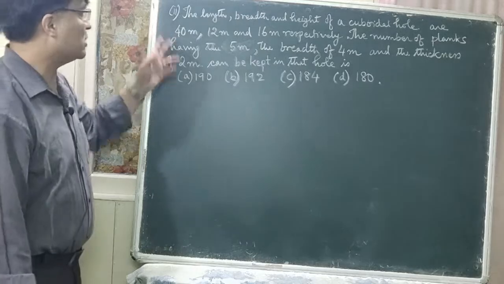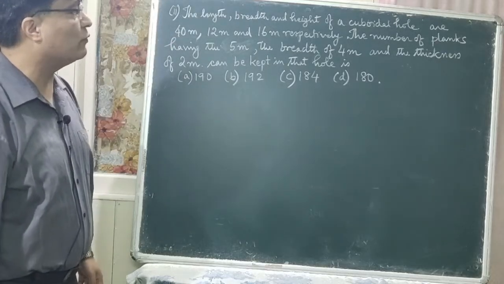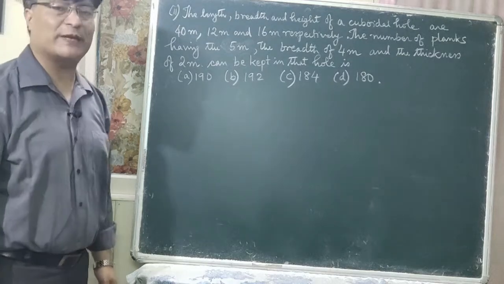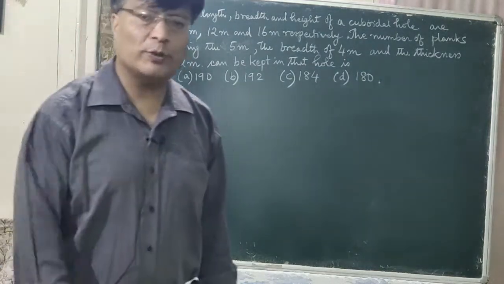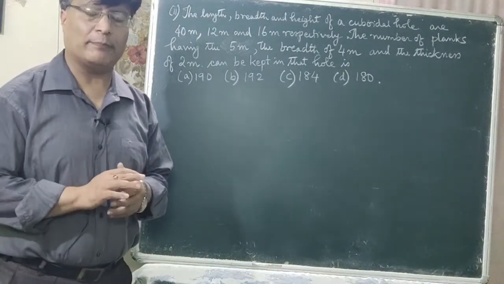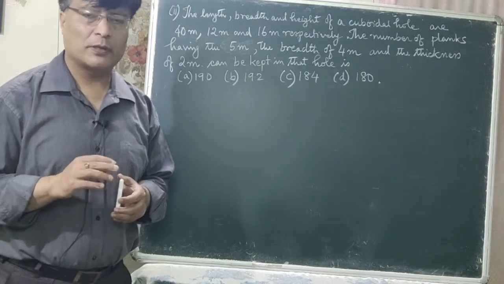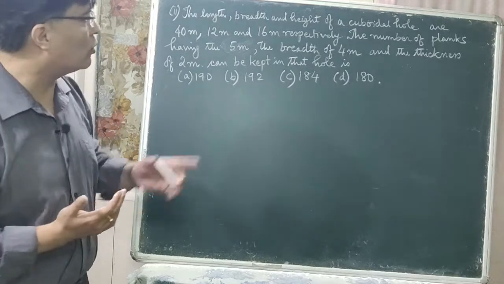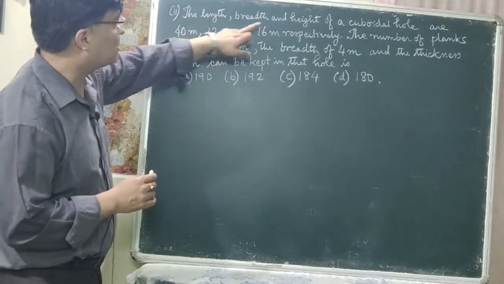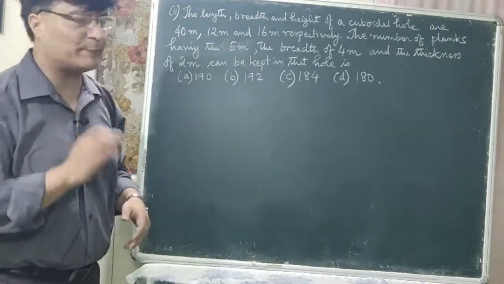Okay. So the question is, the length, breadth and height of a cuboidal hole are 40 meter, 12 meter and 16 meter respectively. So there is a cuboidal hole, and that cuboidal hole is in a rectangular parallelopiped shape. What is the length given for that cuboidal hole? 40 meter, breadth 12 meter and height is given 16 meter respectively.